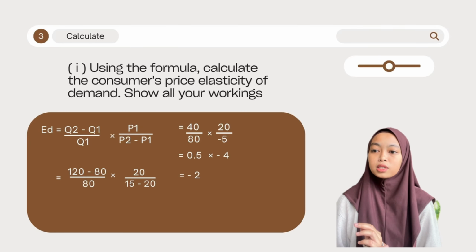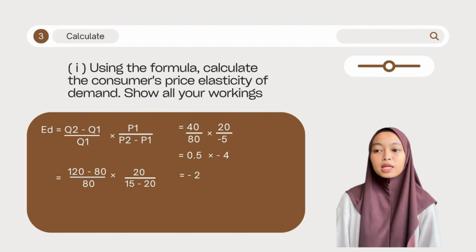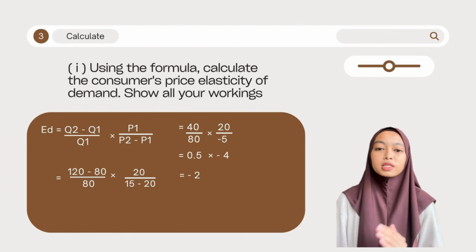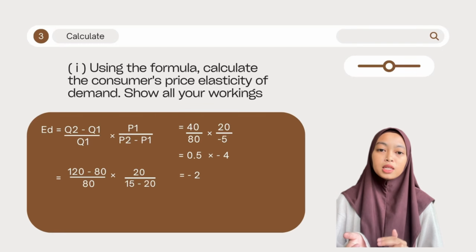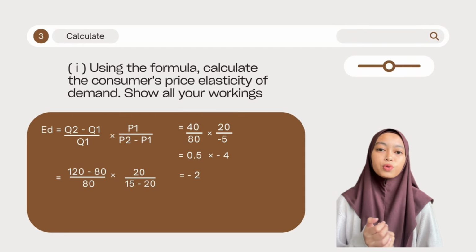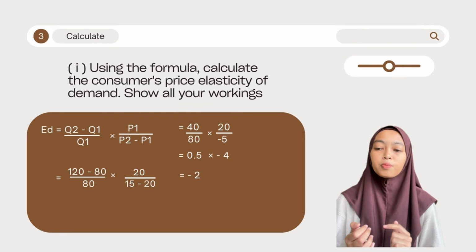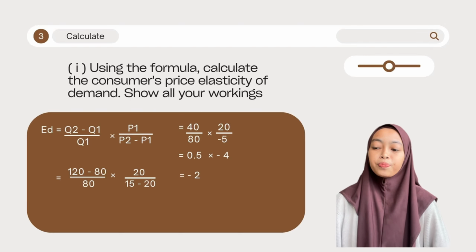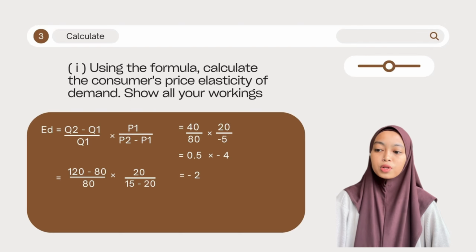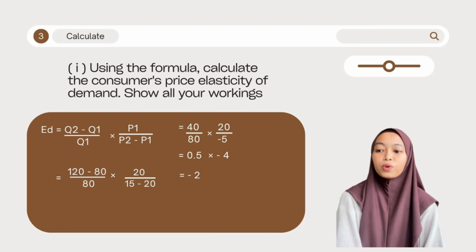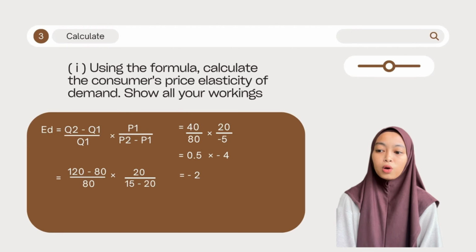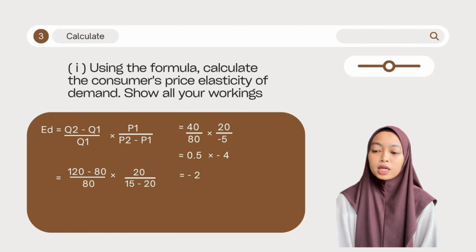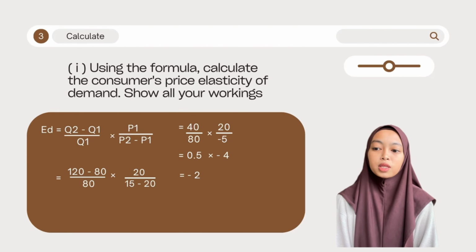Using the formula, calculate the consumer's price elasticity of demand. Show all your workings. So I use the basic formula, which is ED equals (Q2 minus Q1) over Q1, multiplied by P1 over (P2 minus P1). Let's substitute the values: (120 minus 80) over 80, multiplied by 20 over (15 minus 20).